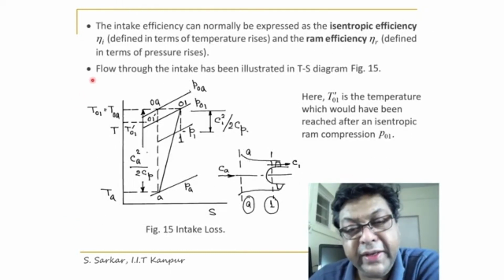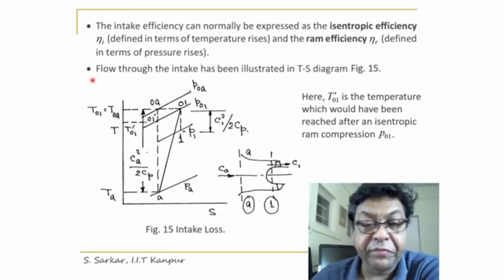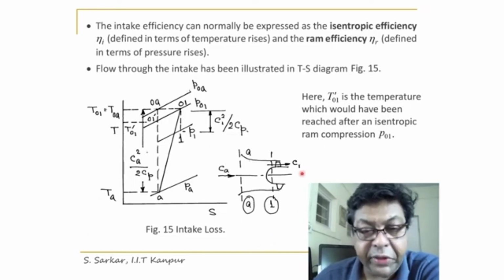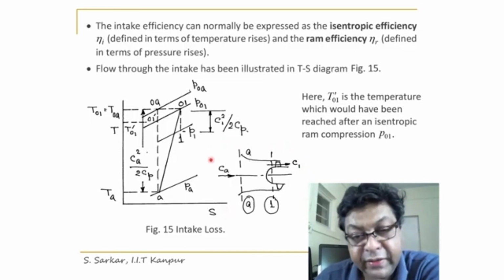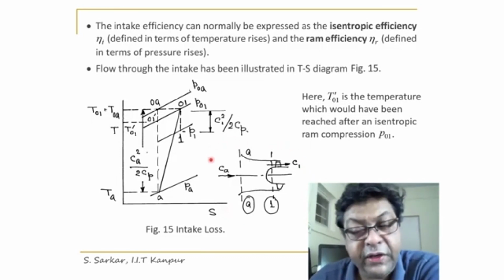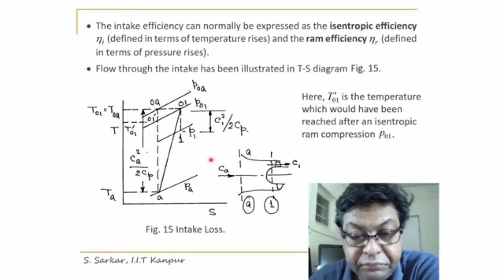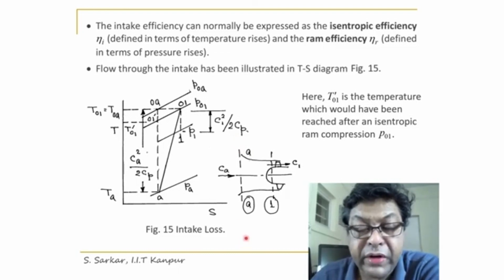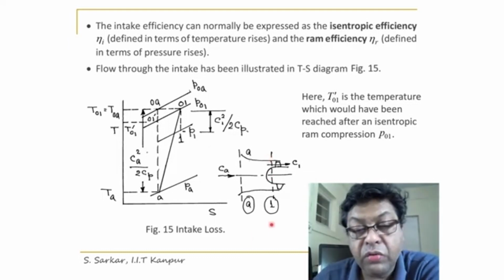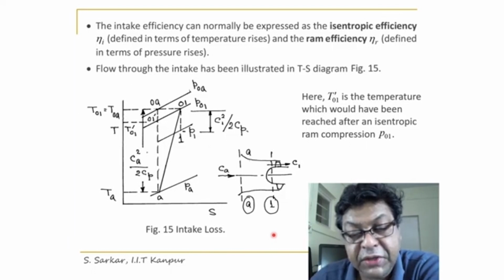Flow through the intake has been illustrated in the TS diagram here by figure 15. Here is figure 15, where I have also indicated the intake where the speed of air is diffused from CA to C1. Section AA represents the entry to the intake, and section 1-1 is just before the compressor.